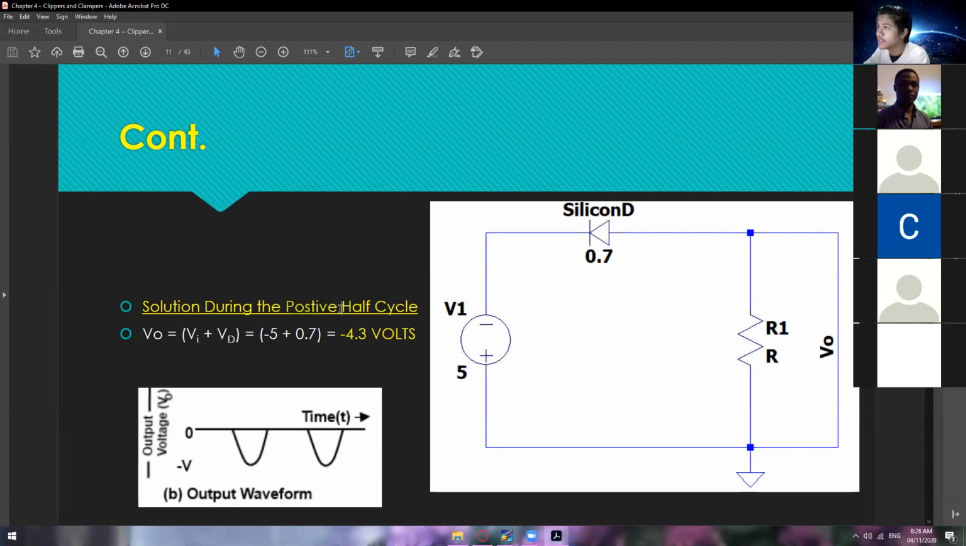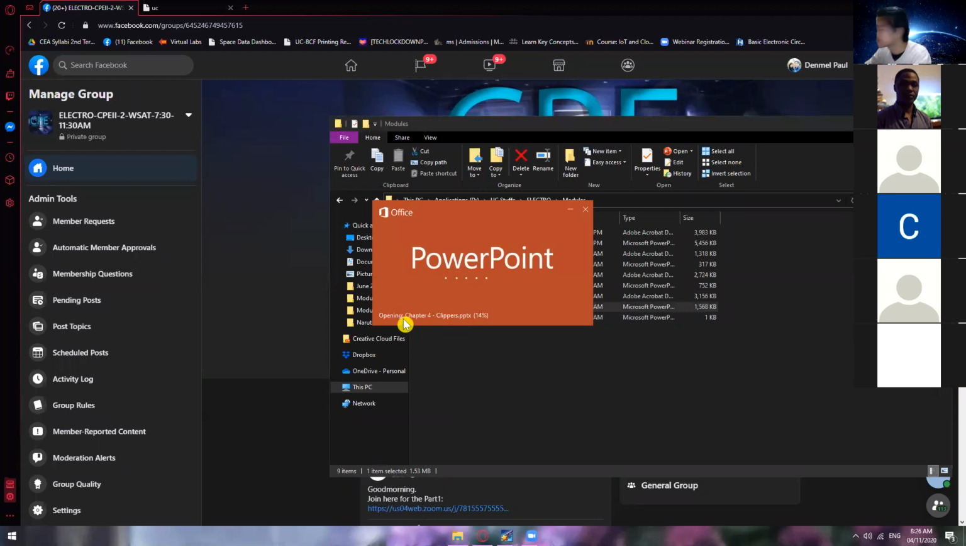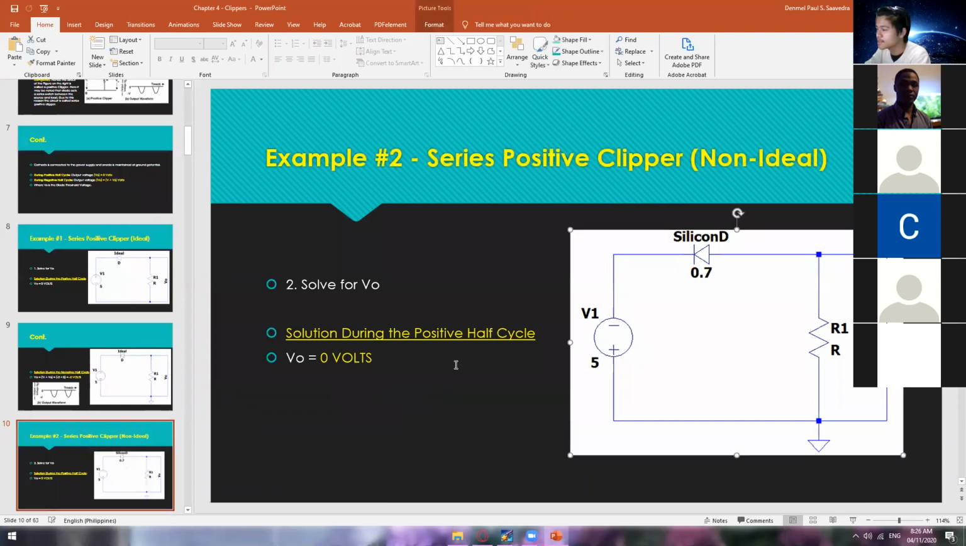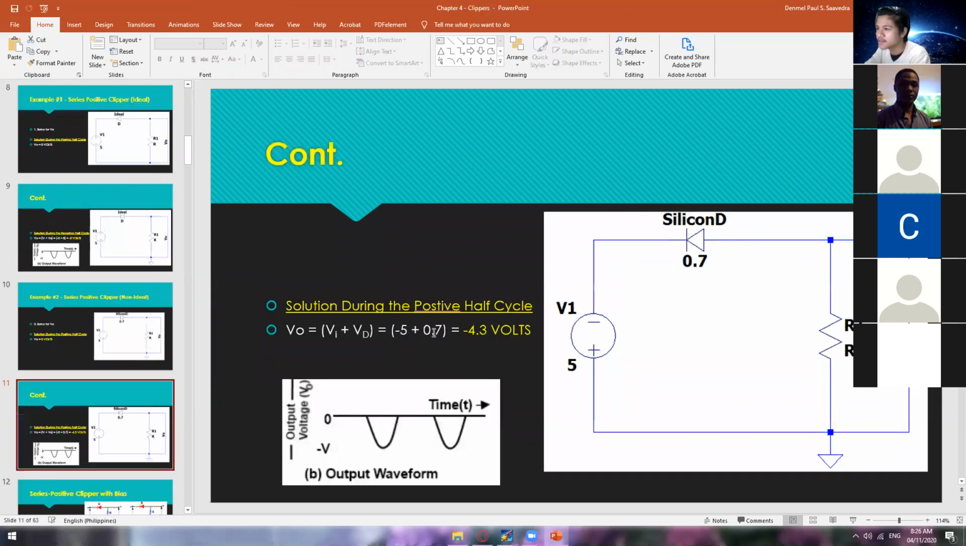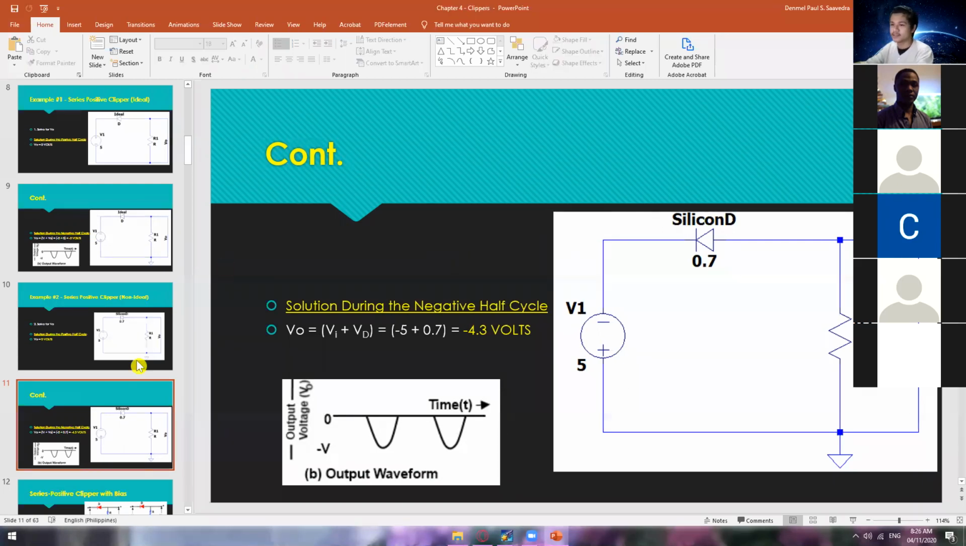All right, so instead of using the PDF, I'll be using the PowerPoint so we can edit the corrections right away. Let me close this one. For slide number 10, I can change this one now. Negative. There you go.